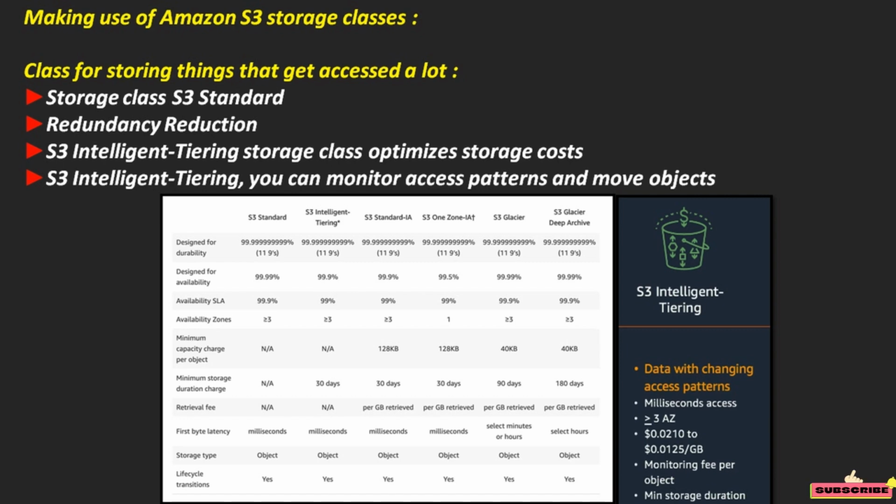Classes for storing things that get accessed a lot, we need to concentrate on as the first point. The following storage classes are available for performance-critical use cases, those requiring millisecond access. Storage class S3 Standard, that is the default. It means uploading an object without specifying the storage class will use the S3 Standard mode. And the reduced redundancy mode, the reduced redundancy storage, the short code is RRS. That class is designed for non-critical and reproducible data that can be stored with less redundancy than S3 Standard mode.